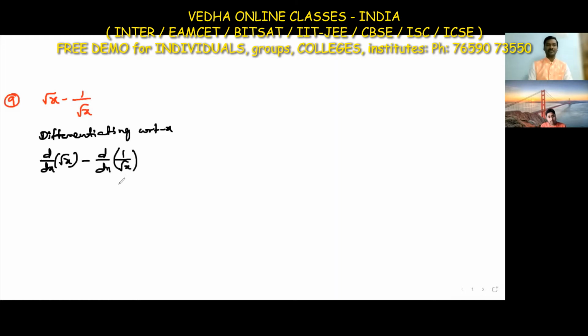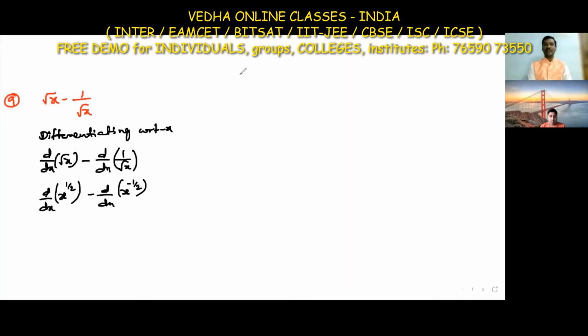Here either we can convert this into the power, or directly also we can apply the formula. So now I am converting. d by dx of root x I am writing as x to the power 1 by 2, and d by dx of 1 by root x. 1 by root x means x to the power minus 1 by 2. 1 by x power 1 by 2, taking to numerator, we get minus 1 by 2.